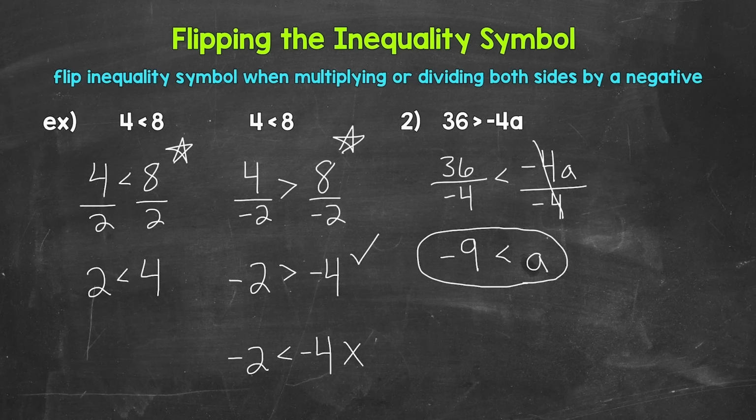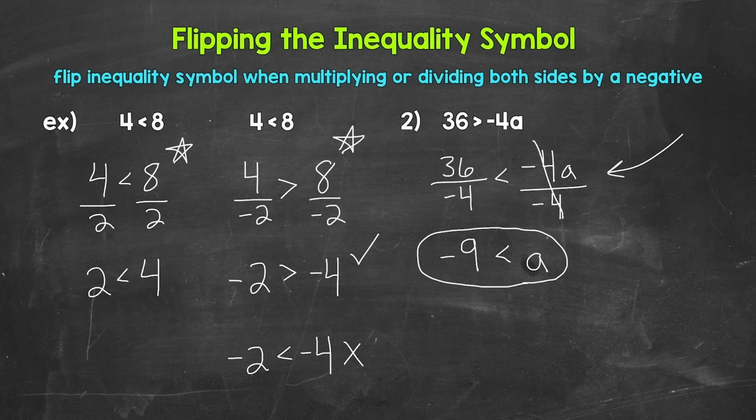Now, when we solved this before, we didn't rewrite everything. We divided both sides from the original problem. We flipped after dividing, and we ended up with the correct answer. And that was fine. But here I wanted to rewrite this to show that technically the symbol flips the moment both sides are multiplied or divided by a negative. So we wrote out that step to show that.